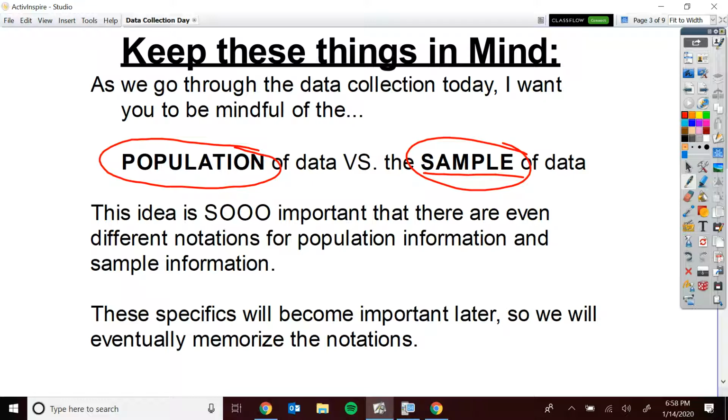The idea of keeping population versus sample is so important that there are even different ways to notate or write out those specific letters that represent population and samples. So as we go through this, I'll be pointing those out. We will eventually memorize those notations and be tested on those because it's critical to understand what those represent.